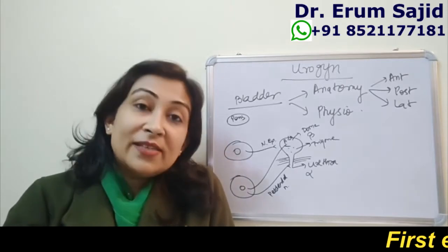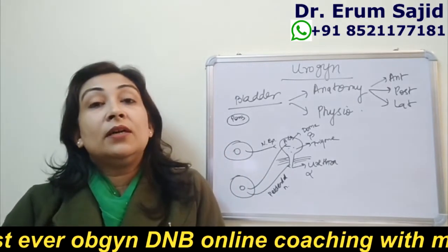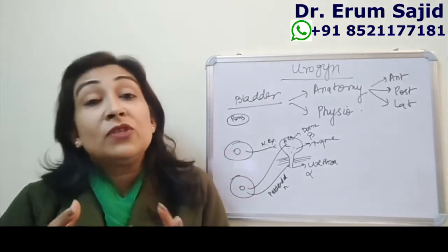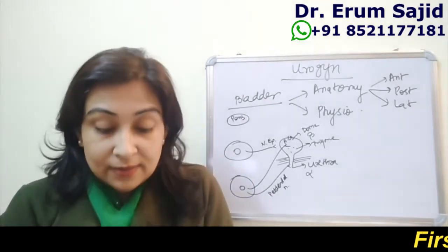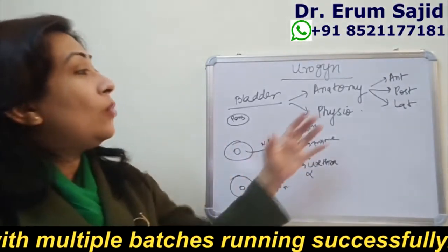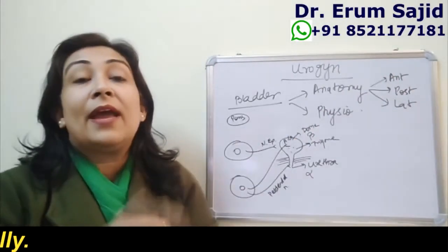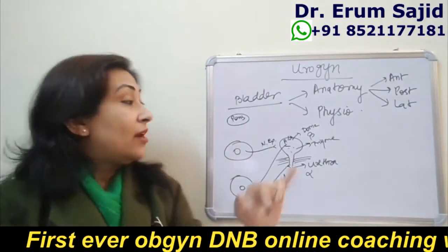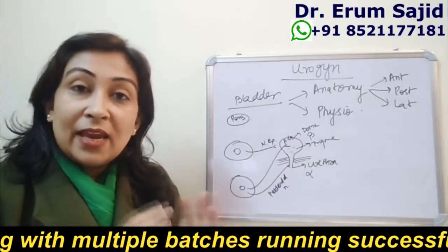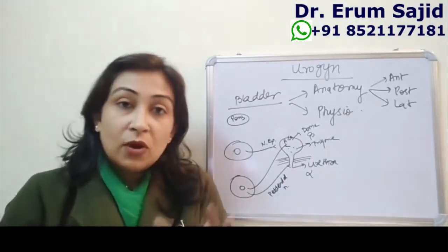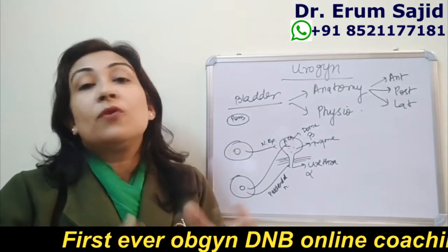So let's not waste time. Let's start with the basics of the bladder, the anatomy and the physiology of micturition in today's class. Let's start with the anatomy of the bladder. We can divide the bladder anatomy into the dome, the trigone, in which you have both the ureteric orifices and the urethral orifice very close to that area, and then of course the urethra.